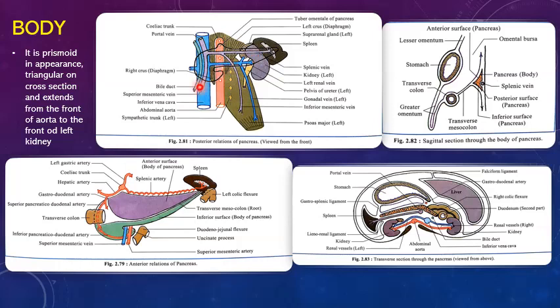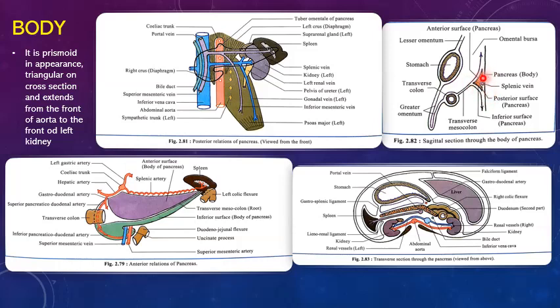Now what are the presenting parts of the body? The body has three surfaces: an anterior surface, also called the anterosuperior surface, an inferior surface and a posterior surface. Because it is triangular, it has three surfaces: anterosuperior, inferior, and posterior. In this cross section, this will be the anterosuperior surface, this will be the inferior surface, and this is the posterior surface of the body.